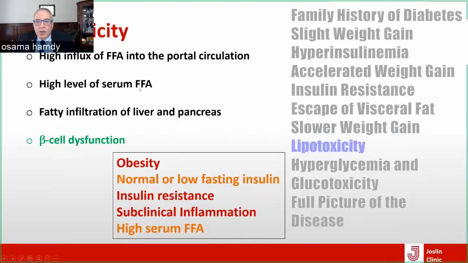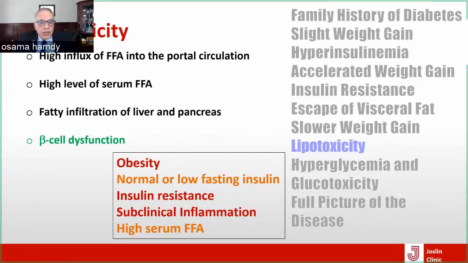Fatty acids now will go to the liver. This is where we started the fatty liver, which is very, very common in people with type 2 diabetes. But free fatty acids also attack the pancreas and cause beta cell dysfunction. So when beta cell dysfunction occurs, the insulin is no longer high, it starts to be normal or even low. And then if you measure serum free fatty acids, you will find them significantly high. So this is a stage of lipotoxicity.